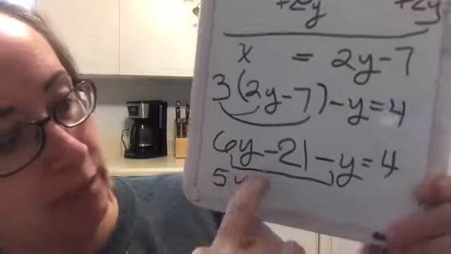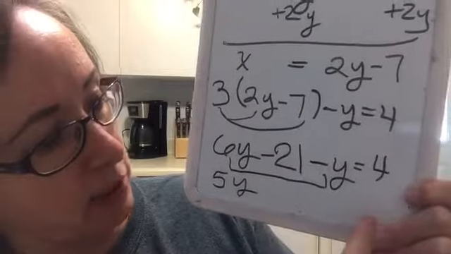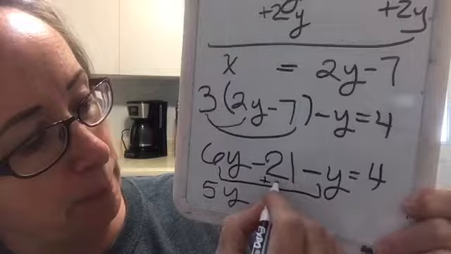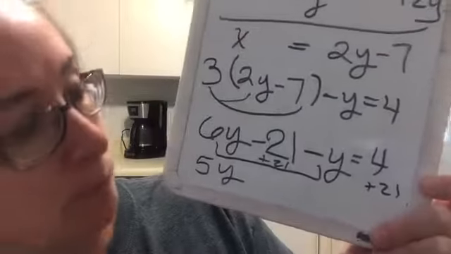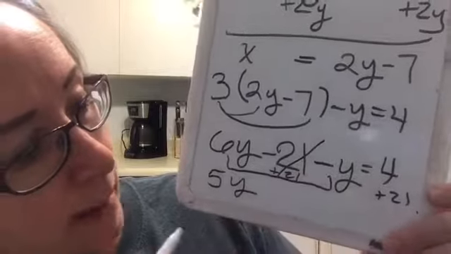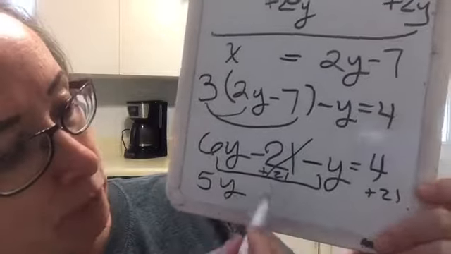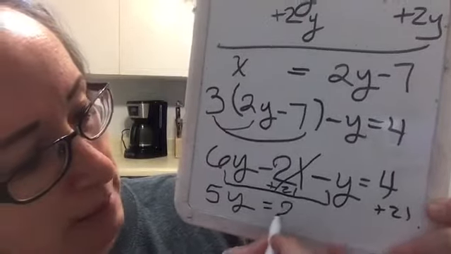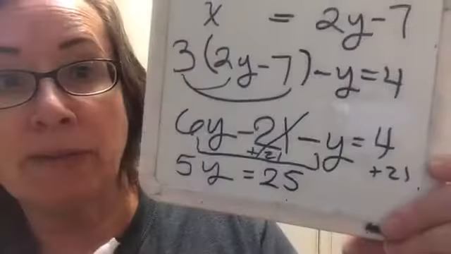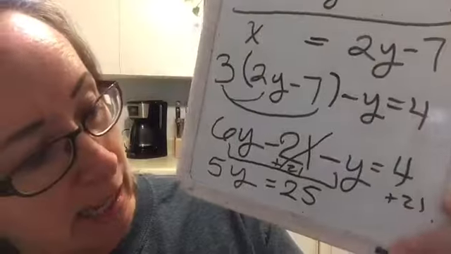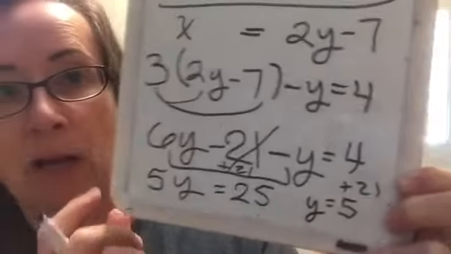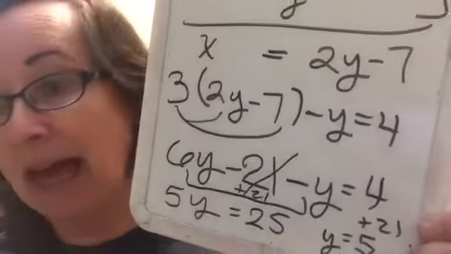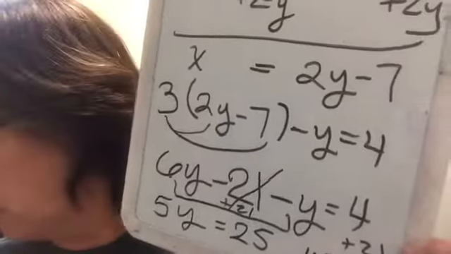And if I add a 21 to both sides of the equation, so I'm going to make a little bitty plus 21 and a little bitty plus 21 over there, then this is going to go out, and I'm going to end up with 5y equals 25. Well, if I divide both sides by 5, I get that y is equal to 5. Okay, and that is half of my solution.